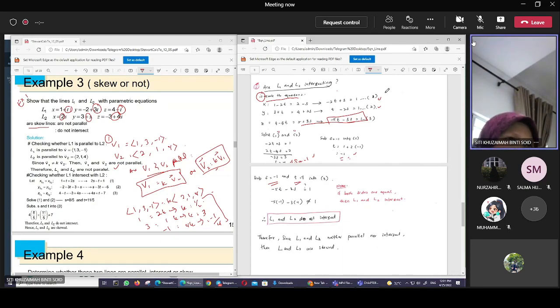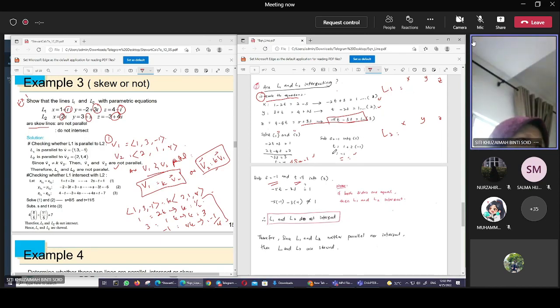Maksud saya is, cuba you masukkan L1 and L2 in x and y. You akan dapat the same. But z not. Ini yang this process is trying to tell us. Ini simultaneous we get these two values, means these two values, they are sharing the intersection point.